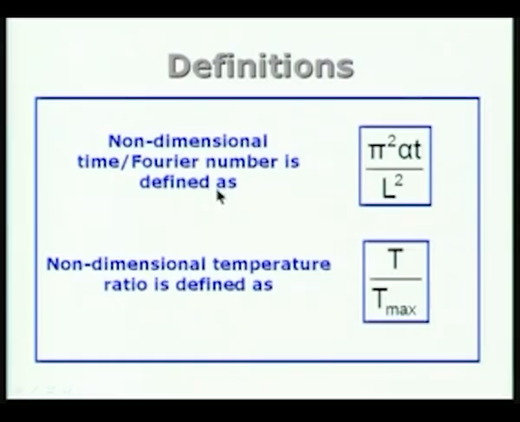One is the non-dimensional time, also referred to as the Fourier number, which is given by pi squared alpha, the thermal diffusivity, multiplied by time, divided by the square of the length, the thickness of the sample. And the non-dimensional temperature I am going to define as the temperature divided by the maximum temperature recorded from the back surface of the sample.